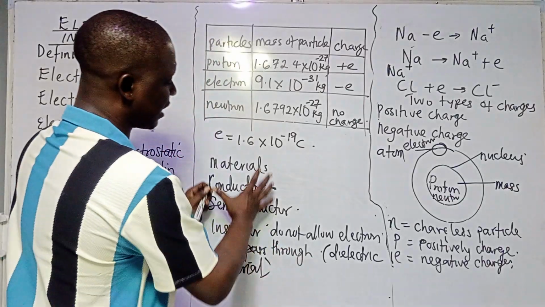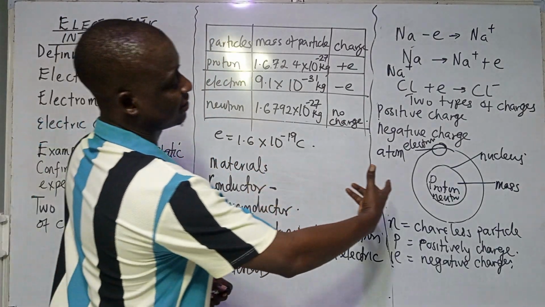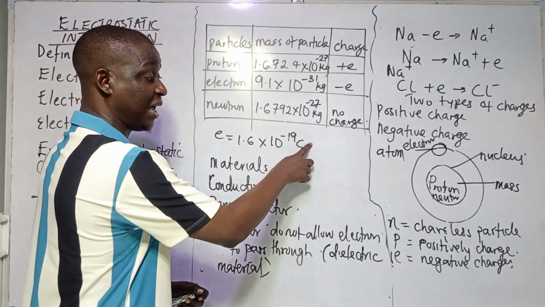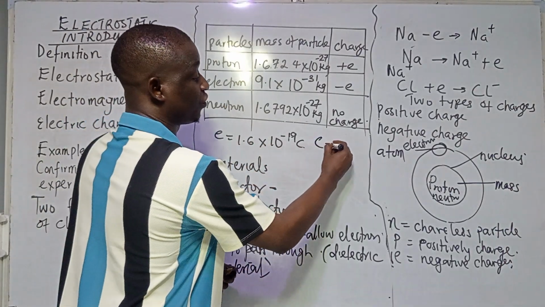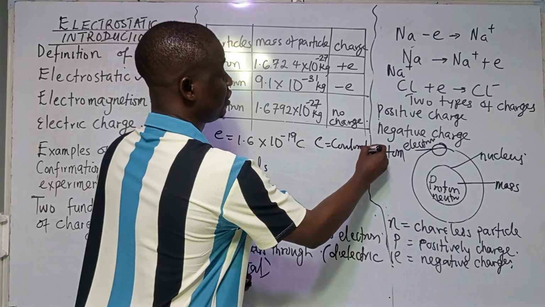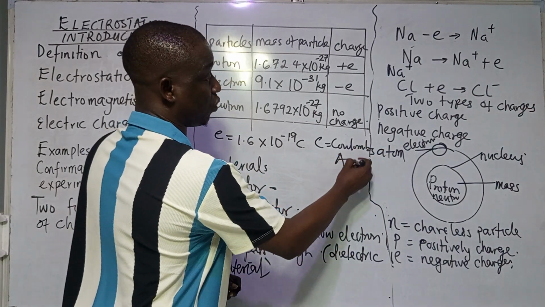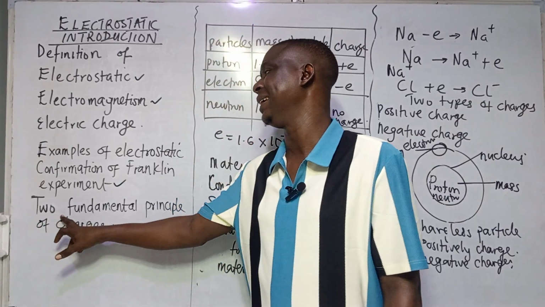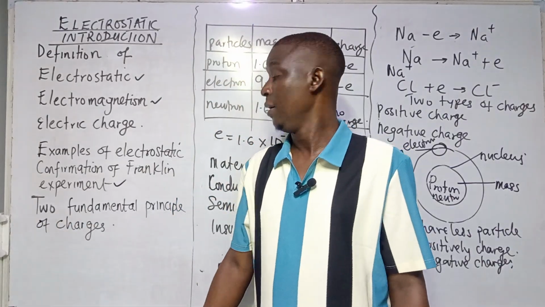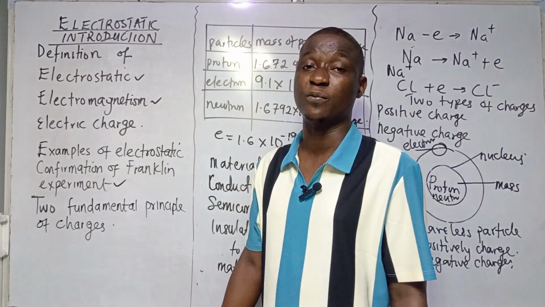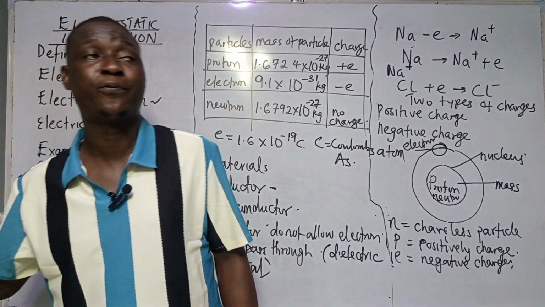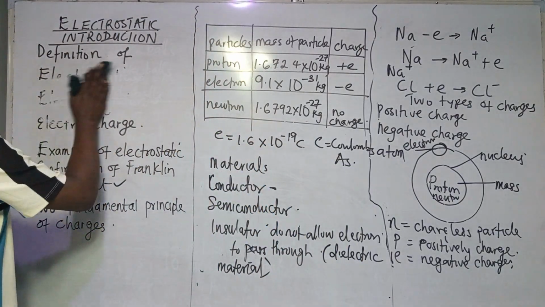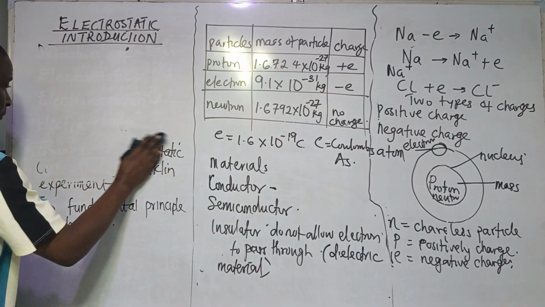Now talk about the three materials that even allow charges to flow through them. We know that charges are measured in coulombs, because some of you are saying C here. The C here means coulombs, which is the same thing as ampere second. Now, we have talked about that. Let's quickly look at the last part of this, which is two fundamental principles of charge, two basic principles upon which charges can be properly understood.